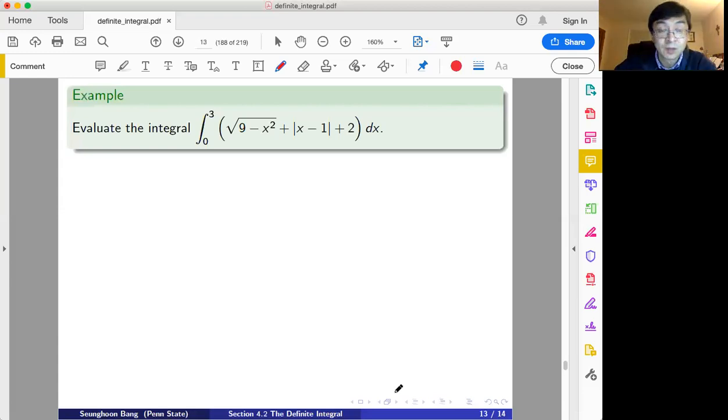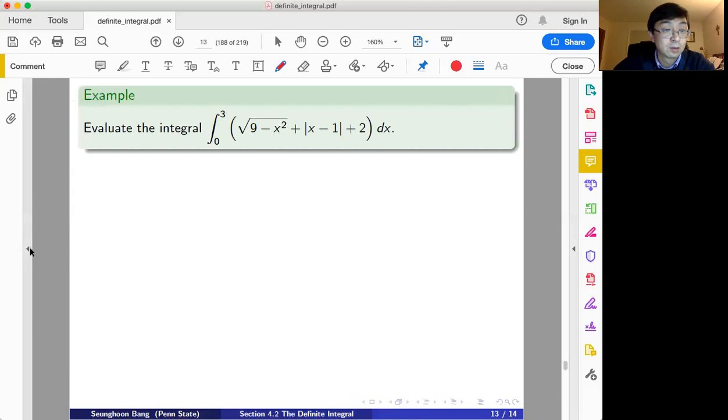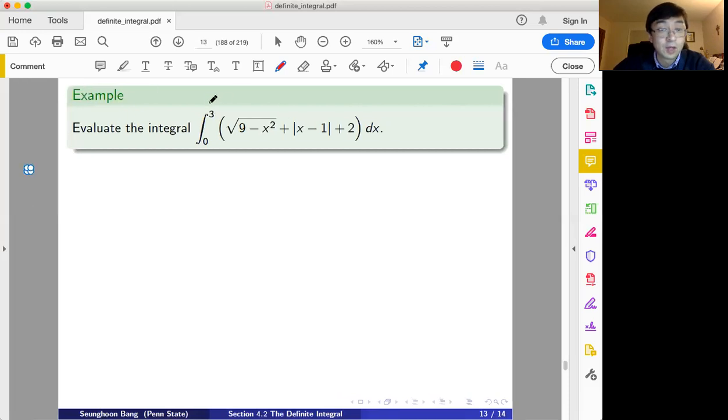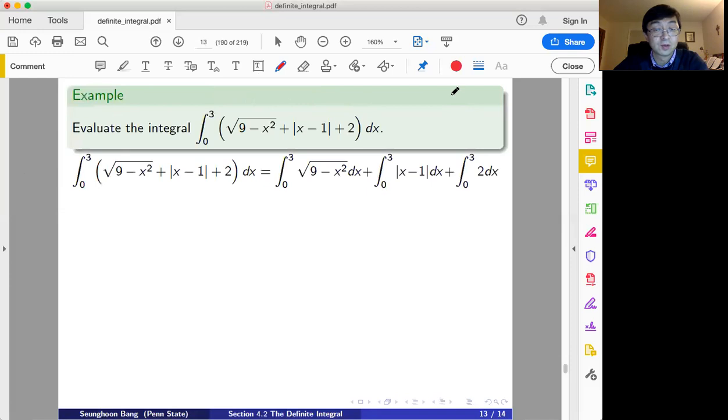How can you do that? We can use this idea: only distribute the integral to the first, second, and third one. So like this. You can distribute and calculate each integral. The first one is this one.